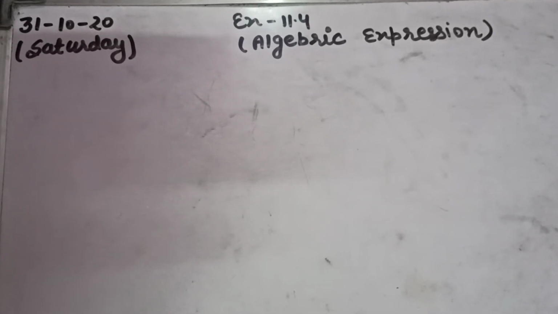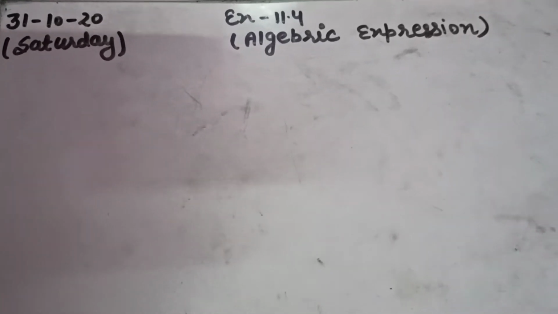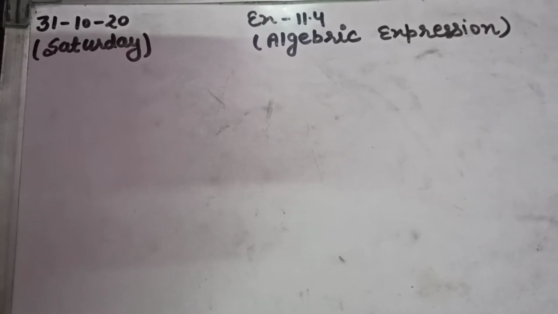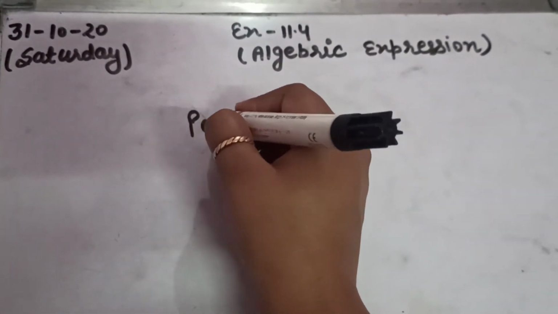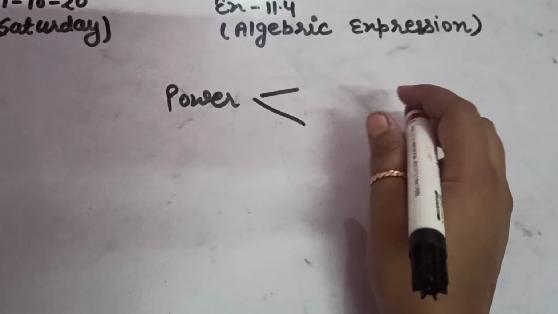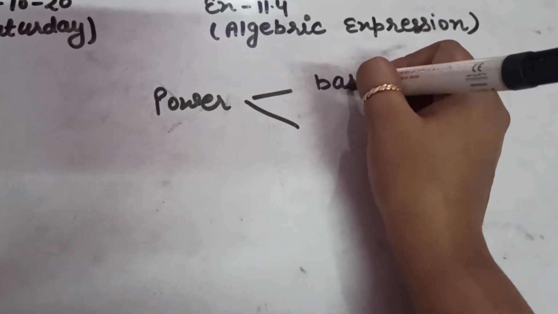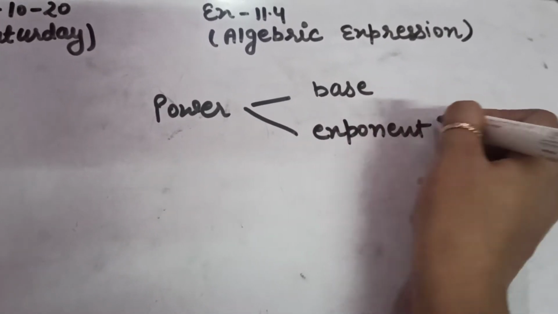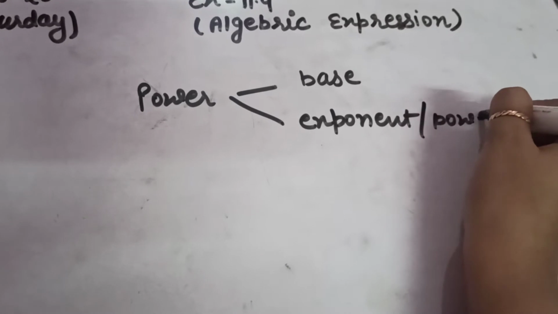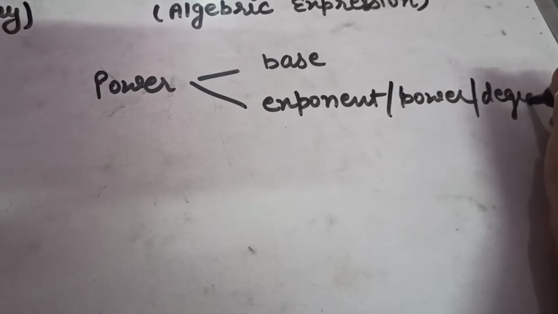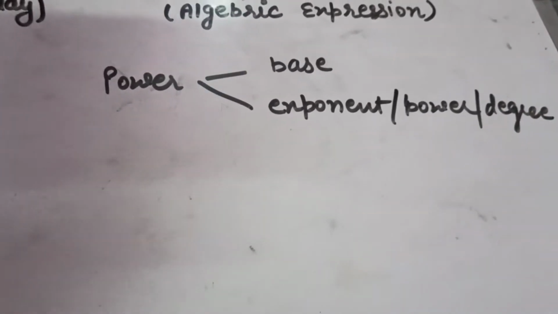As in yesterday's lecture, we have completed exercise 11.3, which is about the power. In that power, there are two main basic words. First one is base, and second is exponent, and power, you can say, or degree. These are the words.